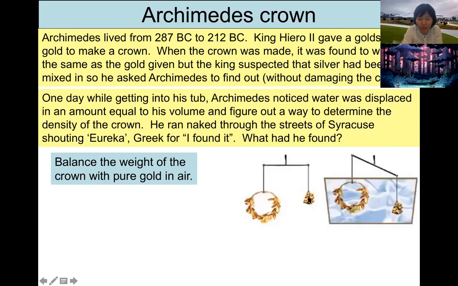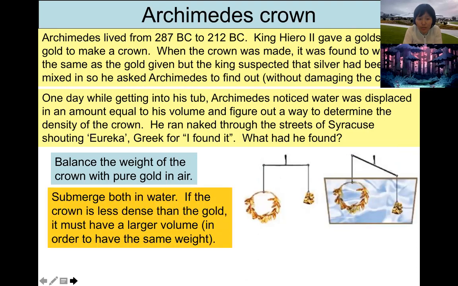Okay, so these two are balanced. You can see they have the same weight. And then you dip them both in water. So they should also still be balanced if the crown was made of pure gold, right? Because if the crown was also made of gold, it has the same volume as the bulk of gold. They're all the same mass, so they also have the same volume, which means they will displace the same amount of water, so whatever you measure, the scale should still be level.